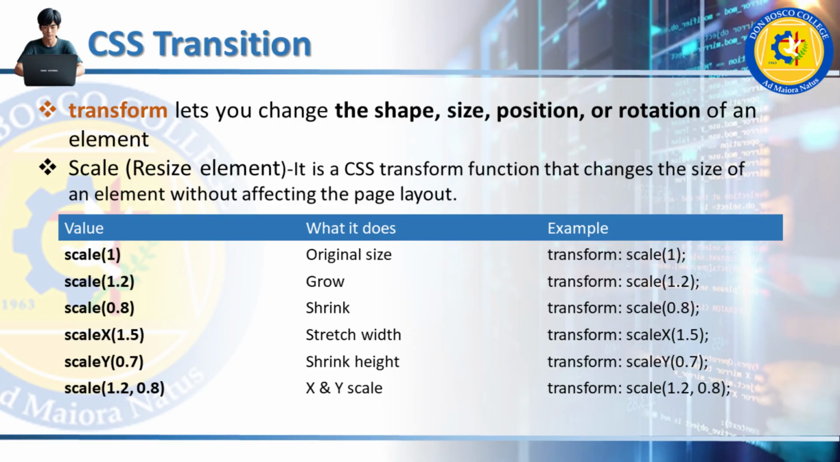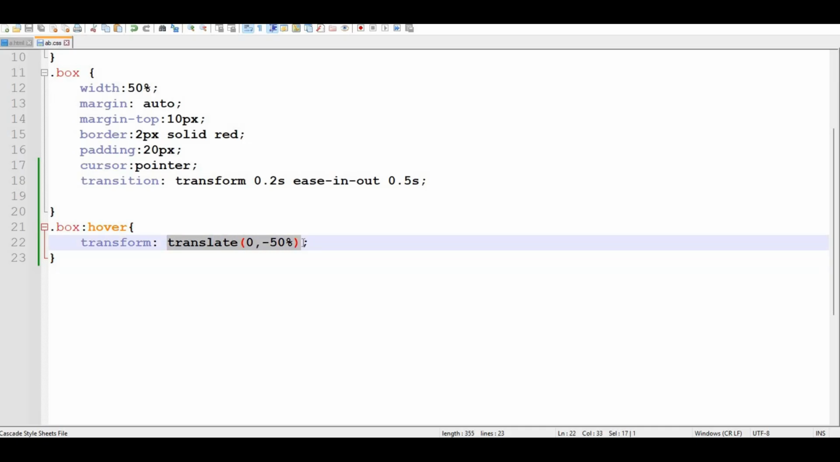You can also scale only one axis. ScaleX 1.5 stretches the width, while scaleY 0.7 shrinks the height. Using scale 1.2, 0.8, allows you to scale both the X and Y axis simultaneously. Please watch how the element responds to the different scale values as demonstrated.